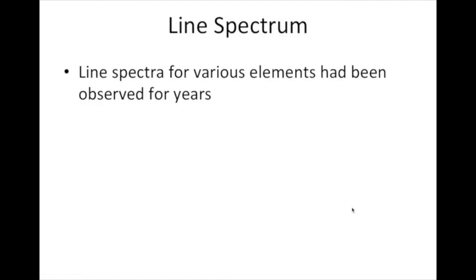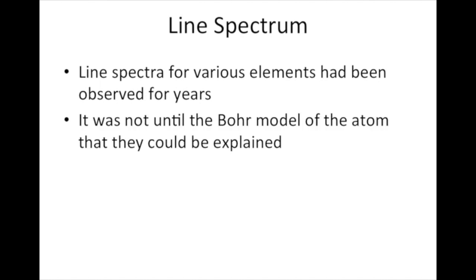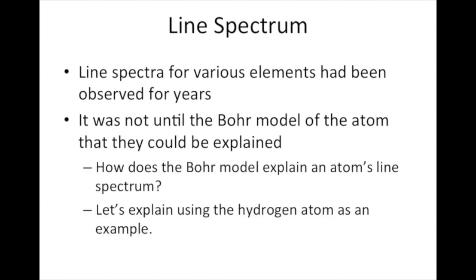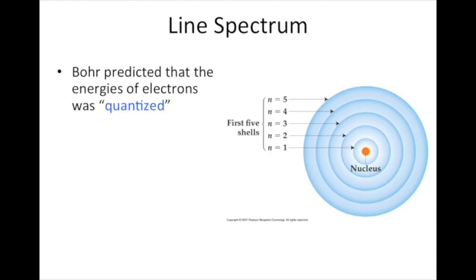Line spectra for various elements had been observed for years, but it really wasn't until the Bohr model came along that scientists could explain how the line spectra were formed. So how does the Bohr model, or today's quantum mechanical model, explain an atom's line spectrum? Well, let's look at a hydrogen atom as an example, since it's a very simple atom.